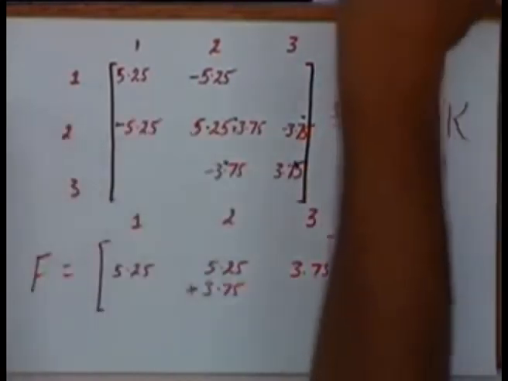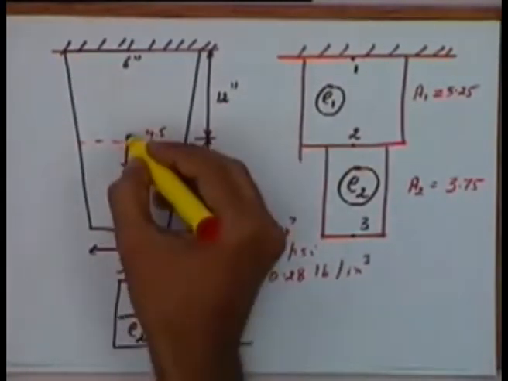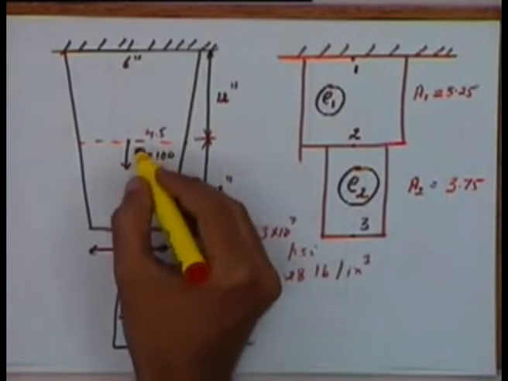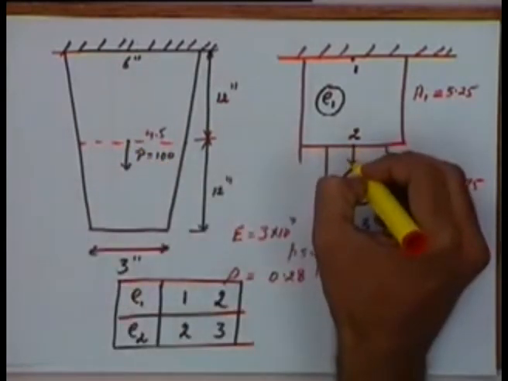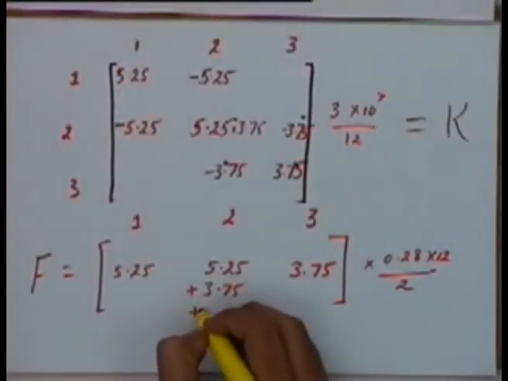Okay, and in addition to this, we have a point load of 100 pounds acting at node number 2. So this point force will also be added here, so it will become this plus 100.